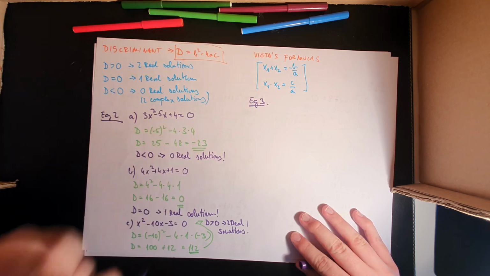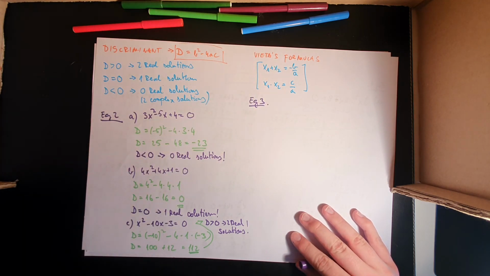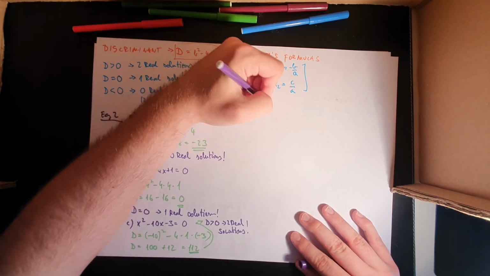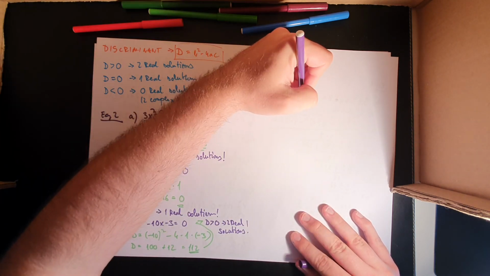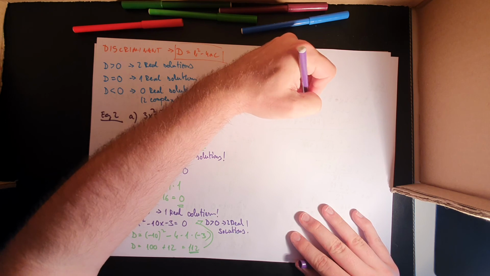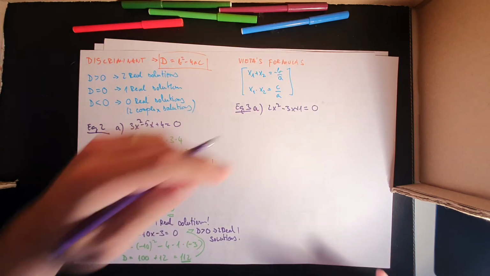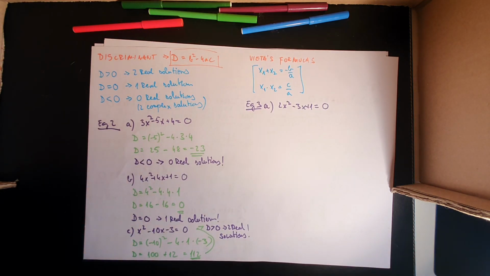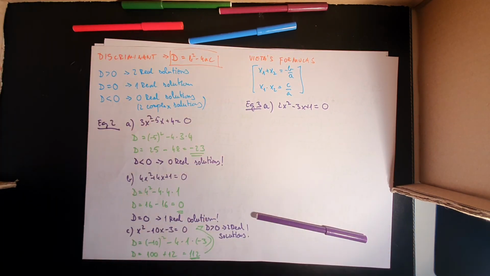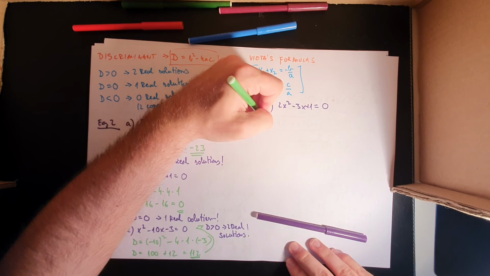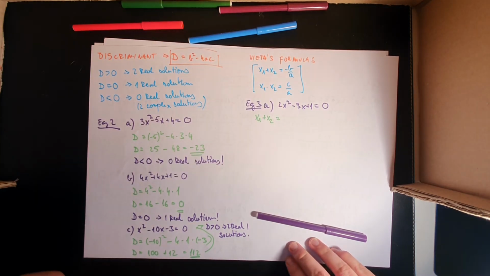So we want to find the sum and the product of quadratic equation solutions. A, 2x squared minus 3x plus 1 equals 0. Let's go with that. Let's start with the sum of solutions. So x1 plus x2 is equal to.